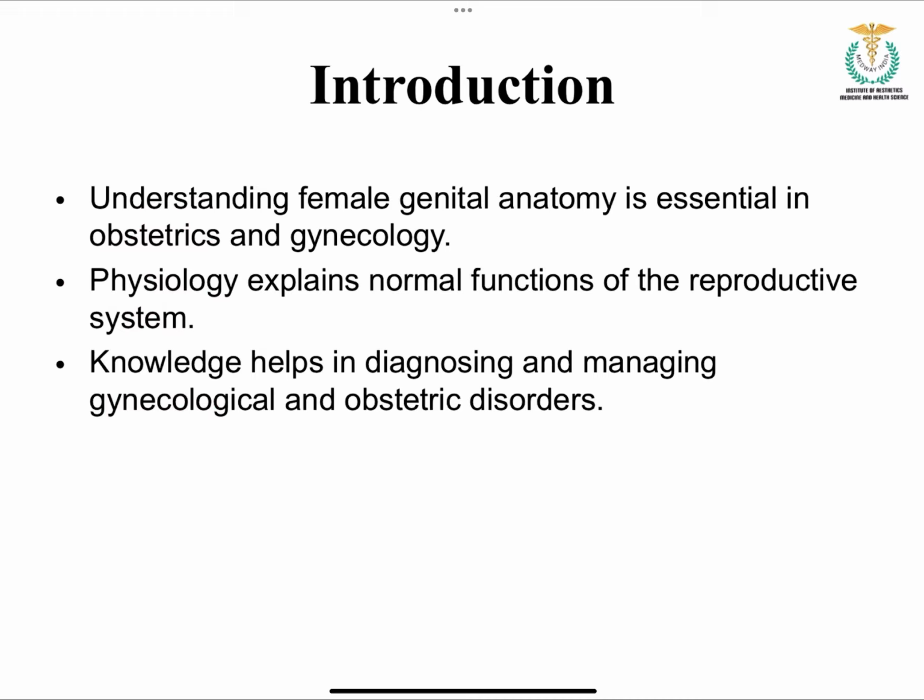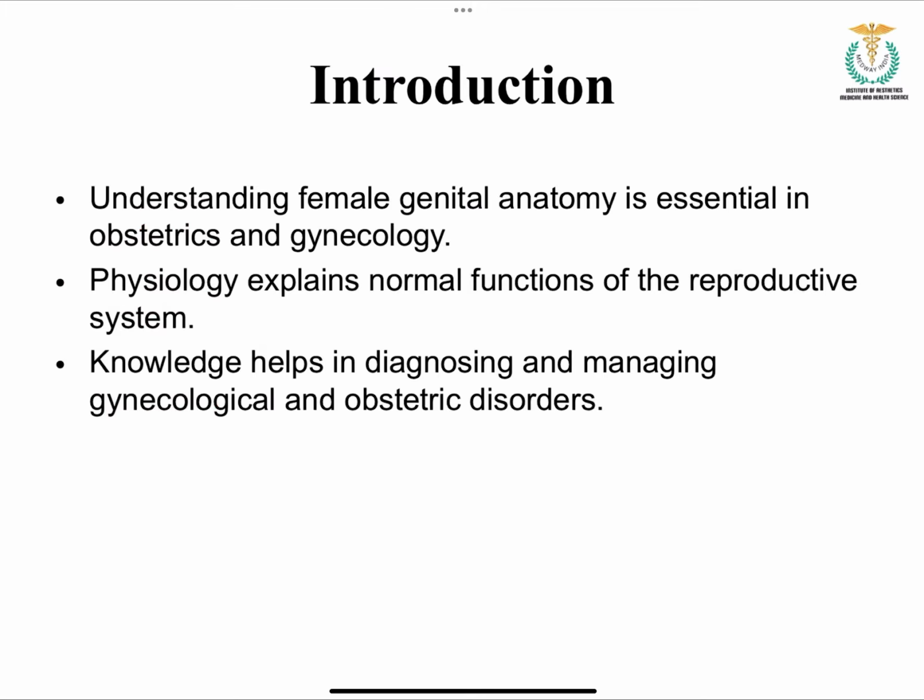In this session, we are going to understand the female genital anatomy, which is essential in obstetrics and gynecology, as well as the physiology, which explains the normal functions of this reproductive system, and the knowledge which helps in diagnosing and managing gynecological and obstetric disorders. Without a strong grasp of normal anatomy and physiology, we cannot properly understand conditions like infertility, abnormal bleeding, or any pelvic infections. So today we'll cover each organ, and then we'll link it with the physiology.